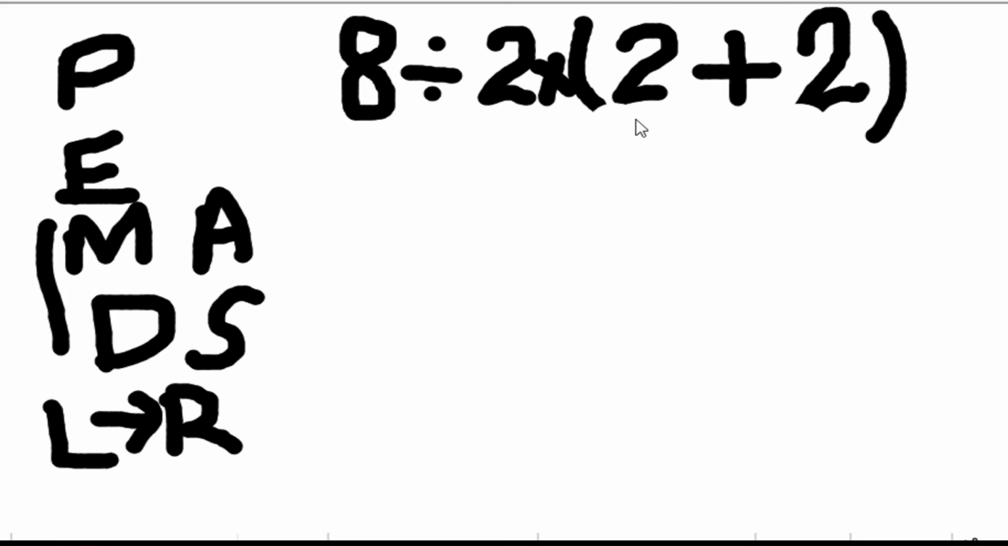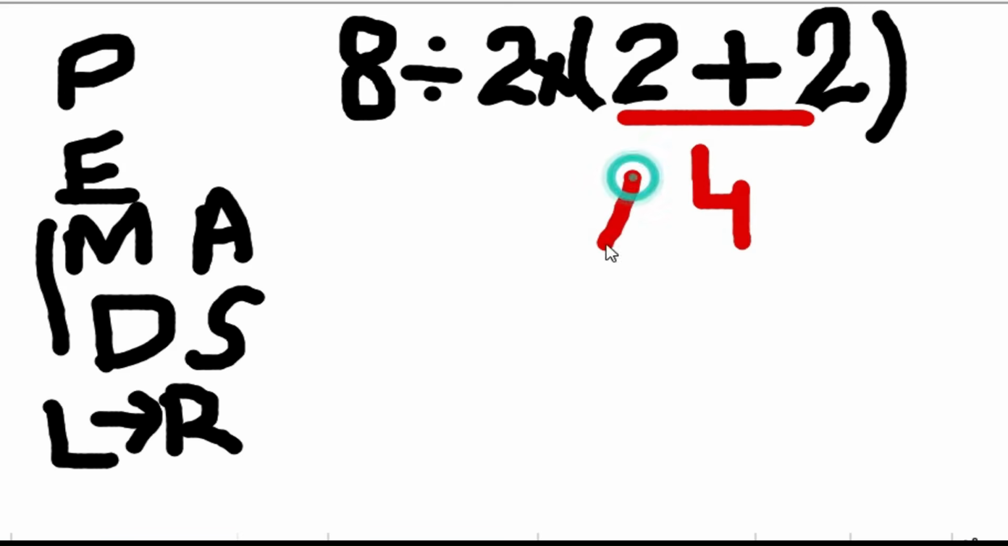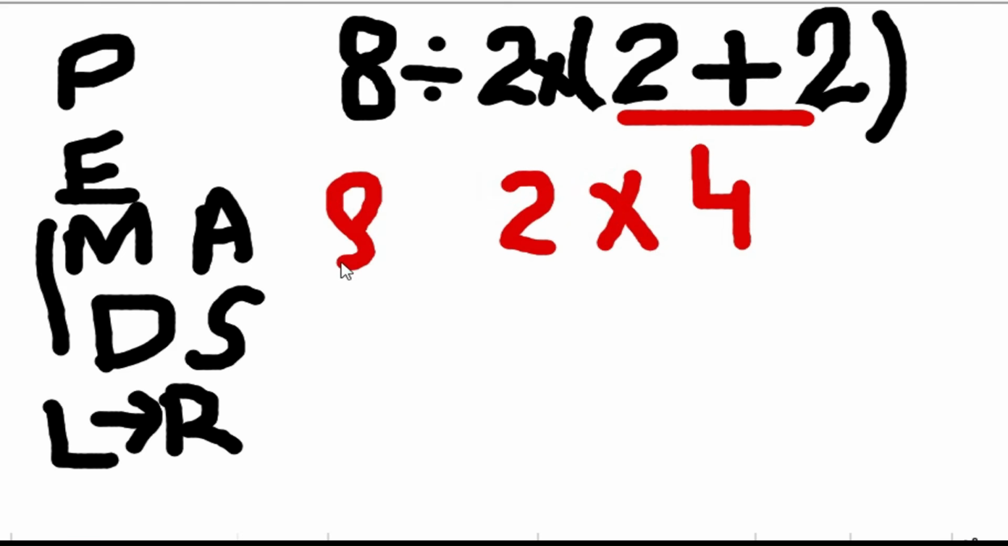So first this parenthesis, inside this parenthesis we have 2 plus 2 which equals 4, so 8/2 by 4. Now, we have one division and one multiplication. As I said, multiplication and division have equal priority and we have to work from left to right. So here first we have to do this division.